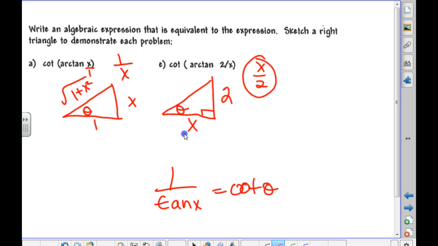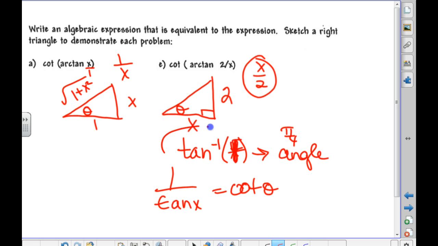Tangent to the negative 1, the answer here is an angle. This is saying where is the tangent square root of 2, or like 1? It would be at pi over 4. The answer to this is an angle. This is putting an angle in here, okay? One is a reciprocal and one is an inverse, not the same thing.